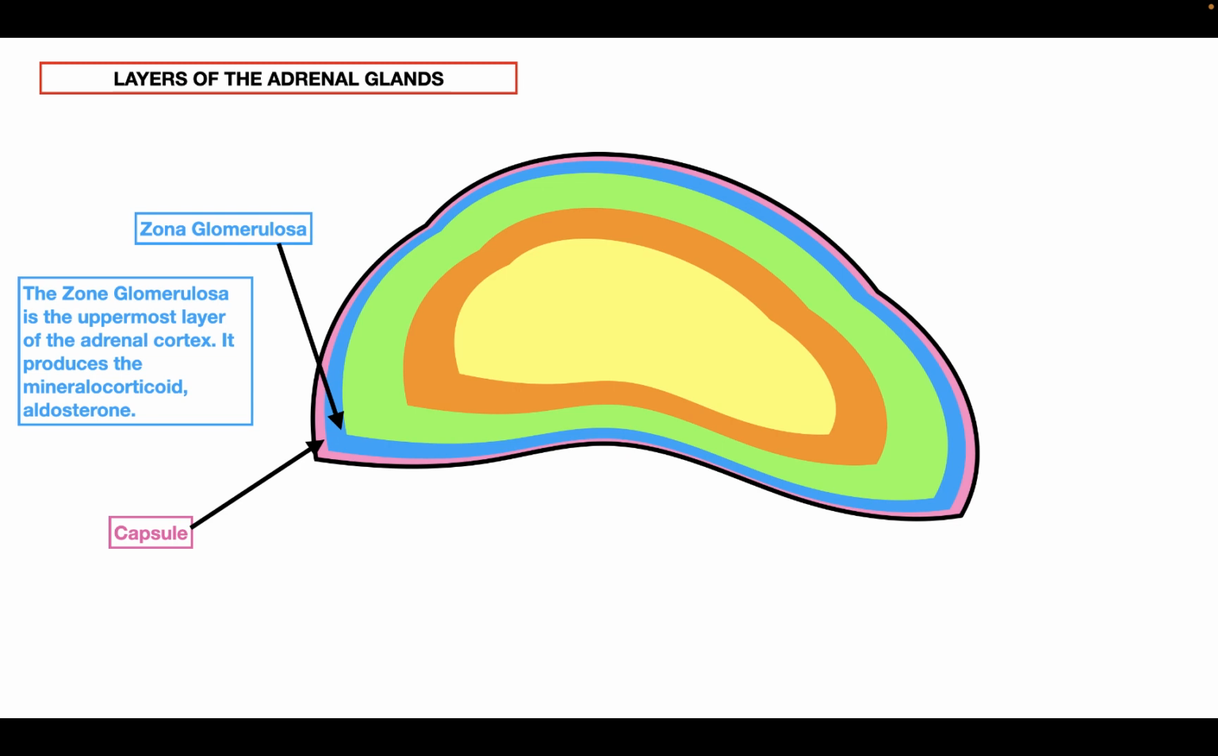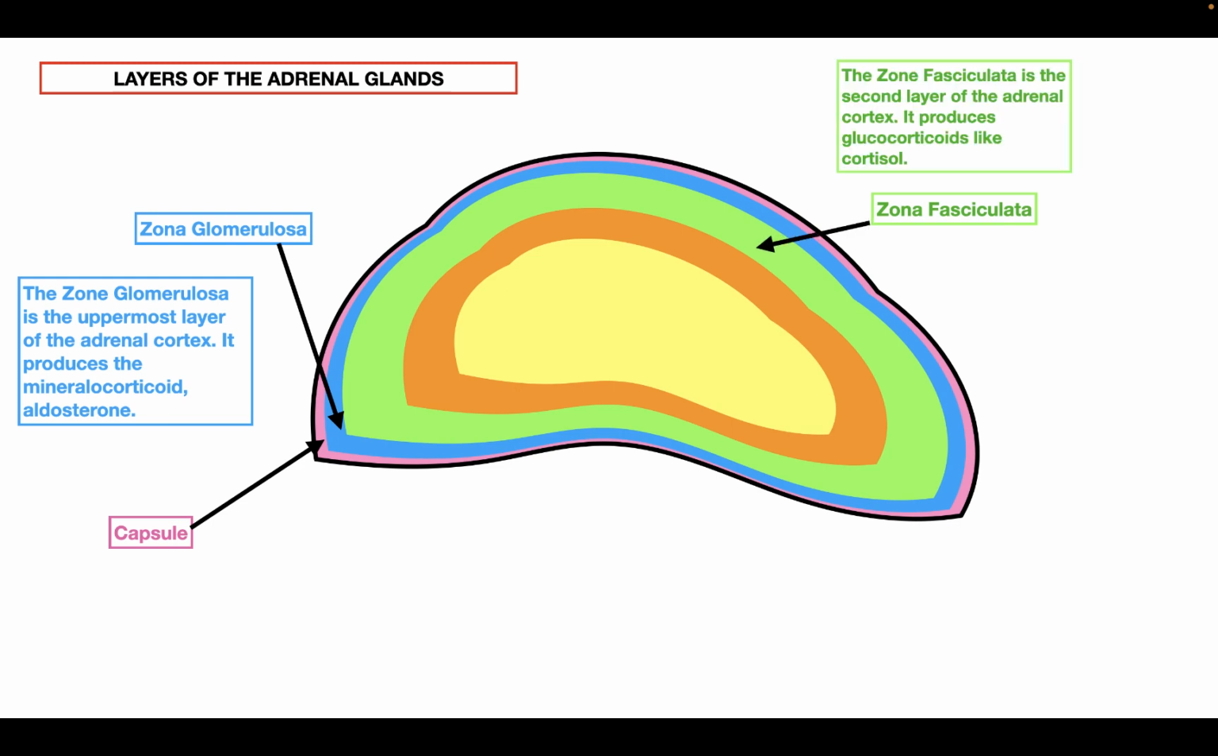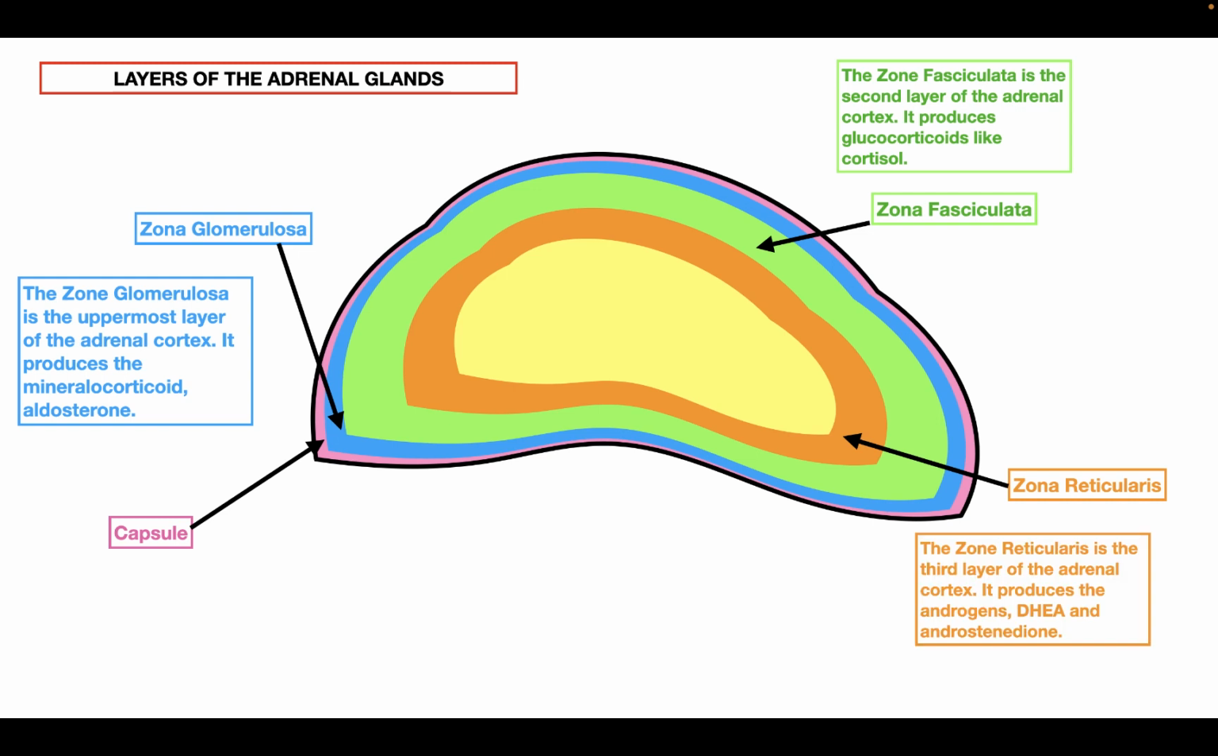The second layer, which is represented by the green layer on my diagram here, is going to be the zona fasciculata. The zona fasciculata is the second layer of the adrenal cortex, and it's going to be responsible for producing cortisol. And then the final layer of the adrenal cortex is going to be the zona reticularis, which is represented by this orange region. And it's going to be responsible for producing androgens like DHEA and androstenedione.